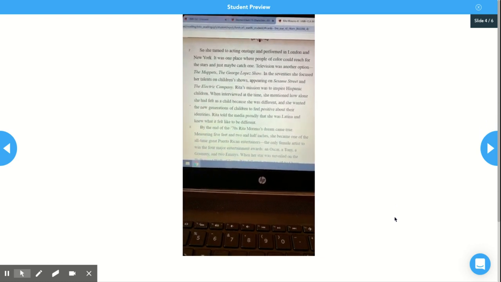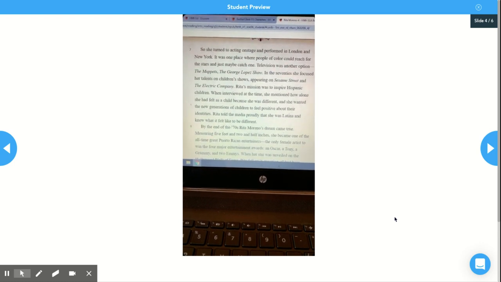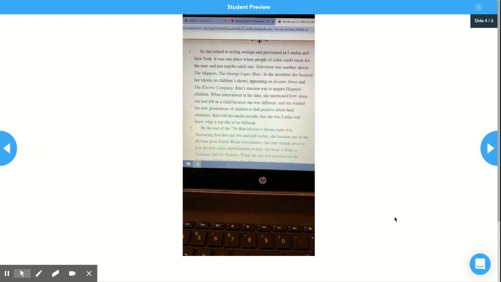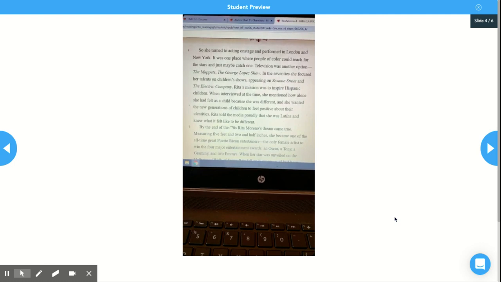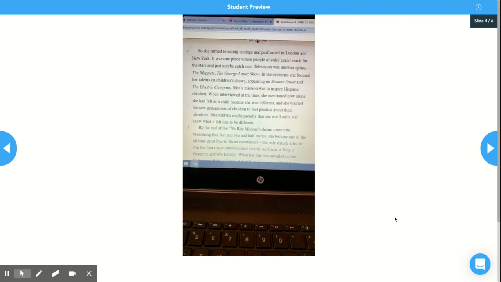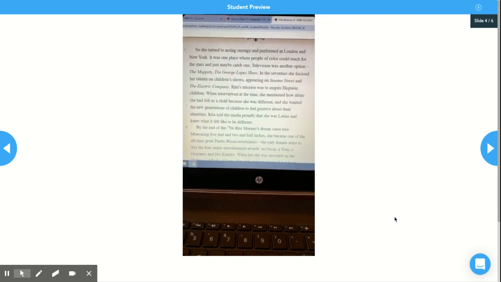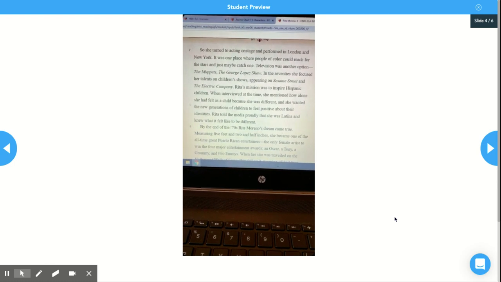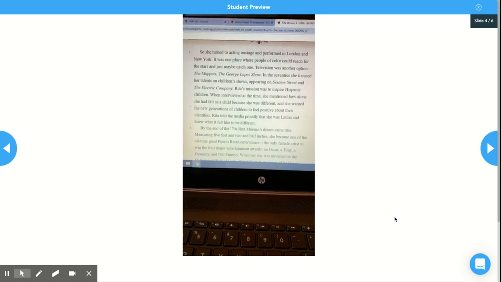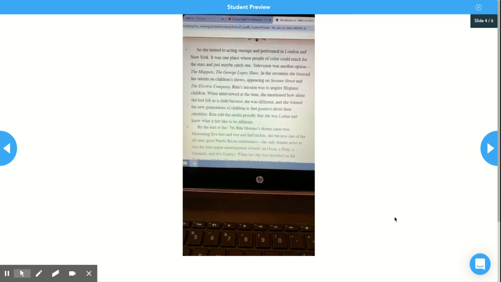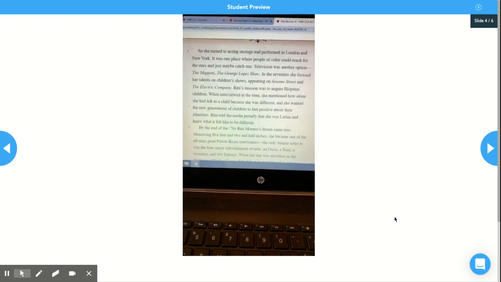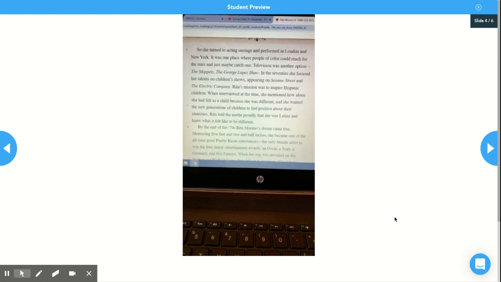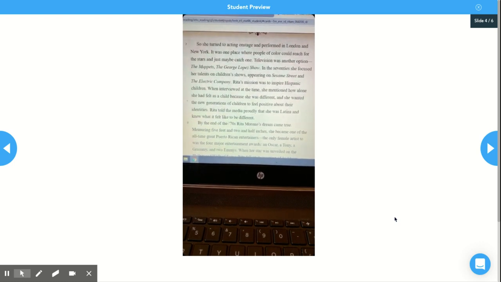So she turned to acting on stage and performed in London and New York. It was one place where people of color could reach for the stars and just maybe catch one. Television was another option. The Muppets, the George Lopez Show. In the 70s, she focused her talents on children's shows, appearing on Sesame Street and The Electric Company.